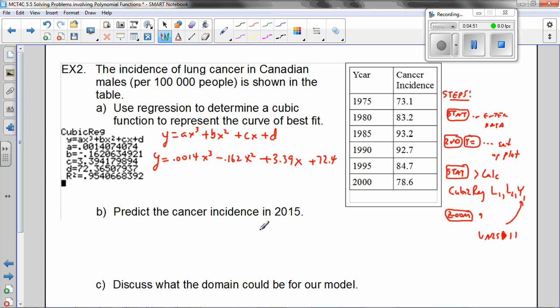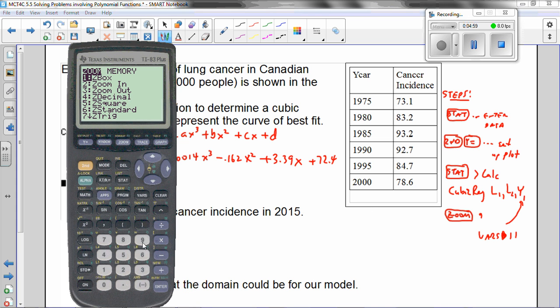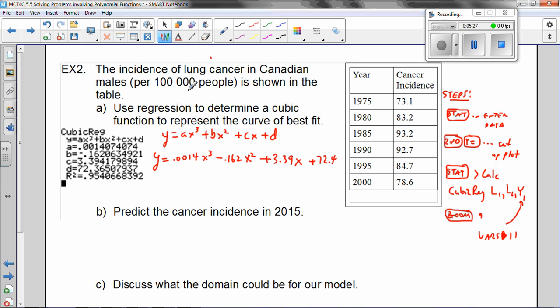And so in part B, oh yeah, let's have a look at it. To have a look at it, Zoom 9 sets up the window settings for us automatically. Zoom 9. Oh, lovely. It looks like it could have been a parabola. Why they picked a cubic, who knows? That looks like a parabola. Maybe it's sort of not going quite as fast this way, but it looks like the cancer incidence went up, and then maybe sometime in here, who knows what date that was, it starts going down.